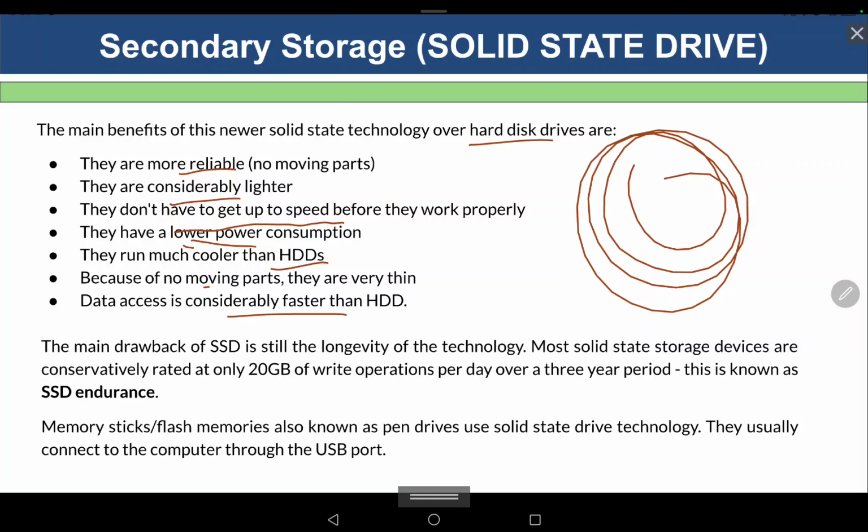Now, what is the drawback of SSD? SSDs have a limited lifespan. They are usually rated for a number of write operations per day over several years, and this is what we call SSD endurance. Now, memory sticks, flash memories, also known as pen drives, use solid state technology, and they are usually connected to the computer through the USB port.